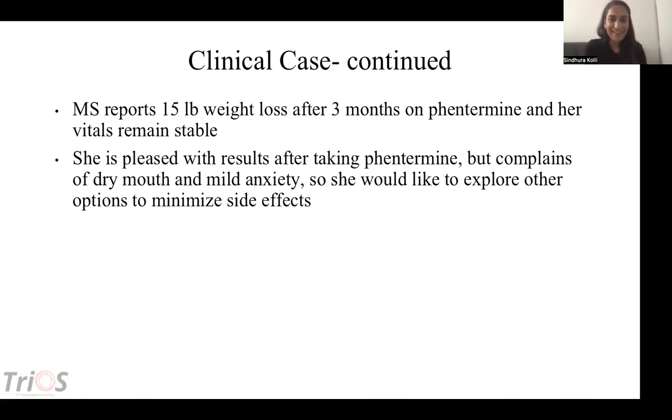Okay, so after we start them on phentermine, they report a 15-pound weight loss after 3 months, and vitals continue to stay stable, which is really important, so we check heart rate and blood pressure on every subsequent visit. The patient is pleased with the results after taking phentermine, but is now complaining of dry mouth and mild anxiety. So she wants to explore other options.